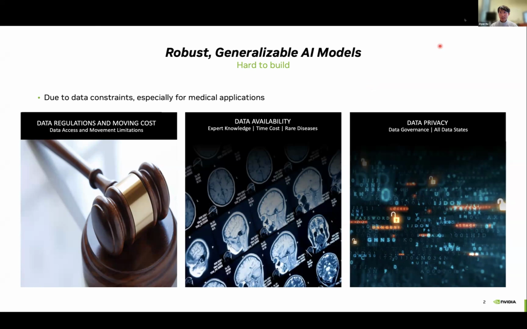Another reason is data availability. For example, in the medical domain, we really need experts' knowledge to collect the data, and the time cost is sometimes unaffordable. And sometimes, for example in rare disease cases, the data itself is limited, because that is why they're called rare diseases, right? Beyond that, we have data privacy concerns. Even if we have approval for data access and have collected the data, there are still data governance and data privacy concerns.